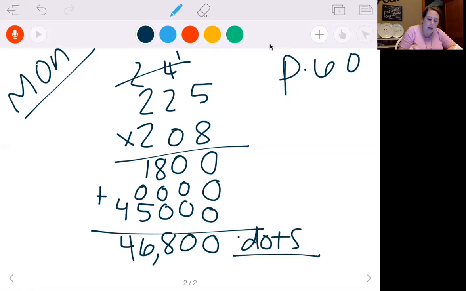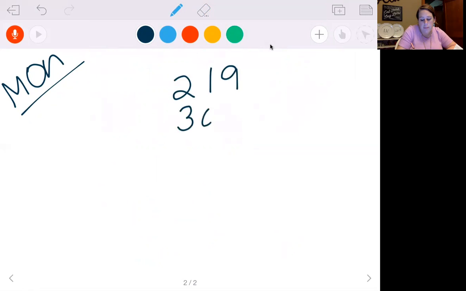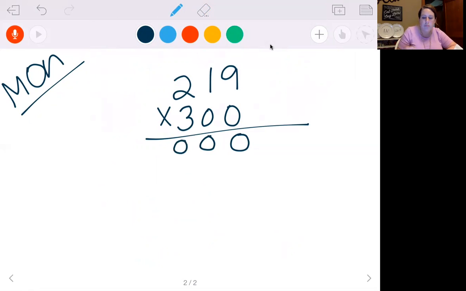Let me clear this. I'm going to write Monday back. Let's do 219 times 300. Okay, start with a 0. 0 times 9 is 0. 0 times 1, 0. 0 times 2, 0. Placeholder 0. Now I'm on this 0 in the middle. 0 times 9 is 0. 0 times 1 is 0. 0 times 2 is 0. 2 placeholder zeros.